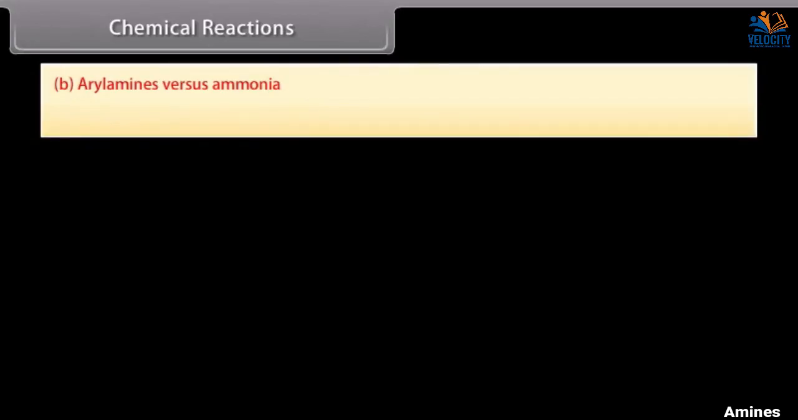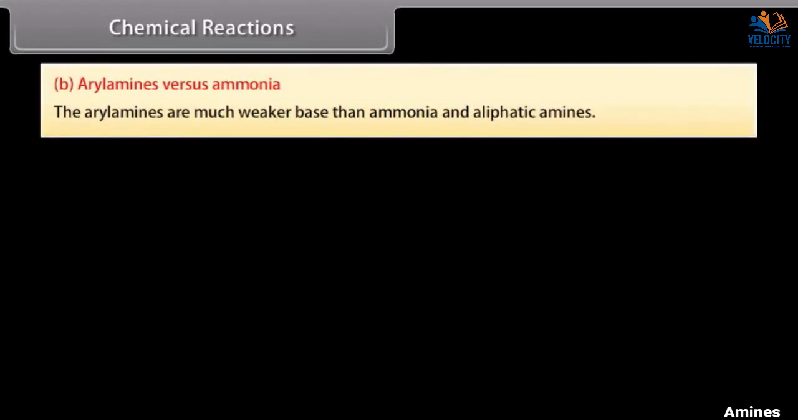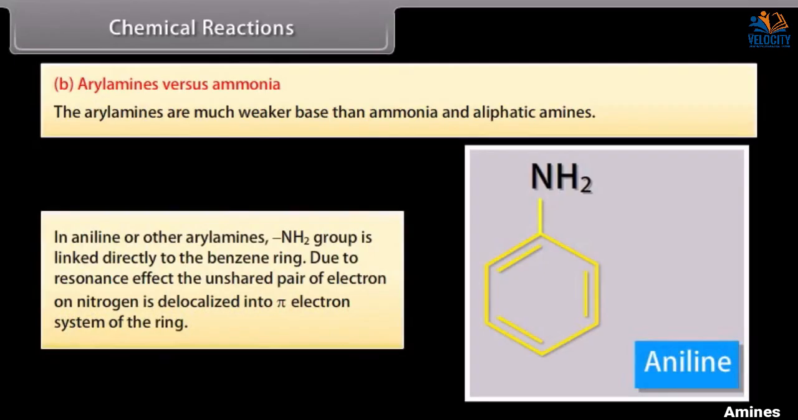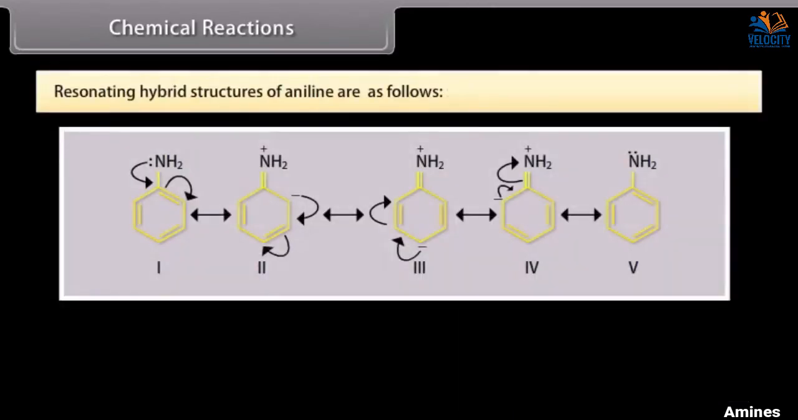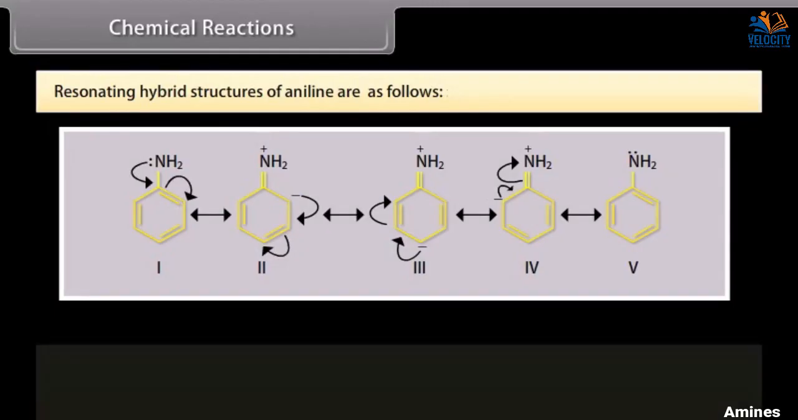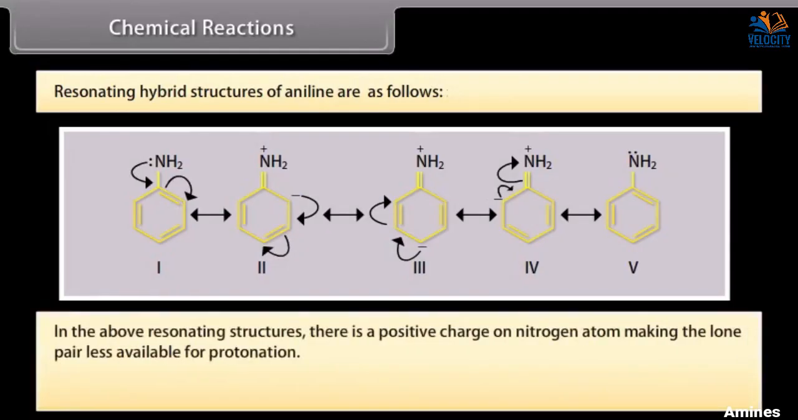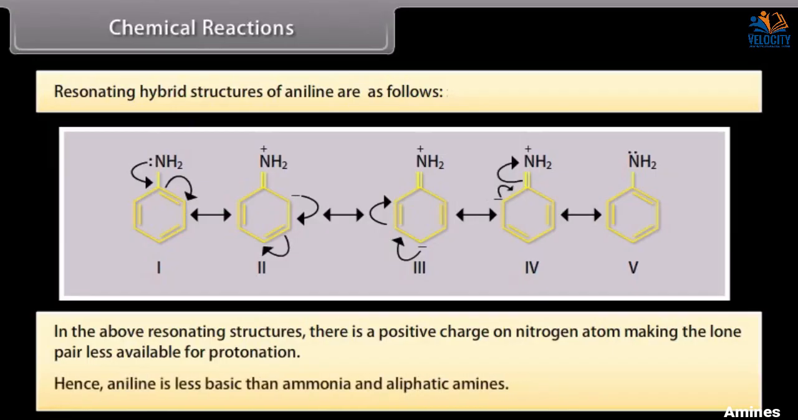Arylamines versus ammonia. The arylamines are much weaker bases than ammonia and aliphatic amines. In aniline or other arylamines, the NH2 group is linked directly to the benzene ring. Due to resonance effect, the unshared pair of electrons on nitrogen is delocalized into the pi electron system of the ring. Resonating hybrid structures of aniline are as follows. In the above resonating structures, there is a positive charge on the nitrogen atom, making the lone pair less available for protonation. Hence, aniline is less basic than ammonia and aliphatic amines.